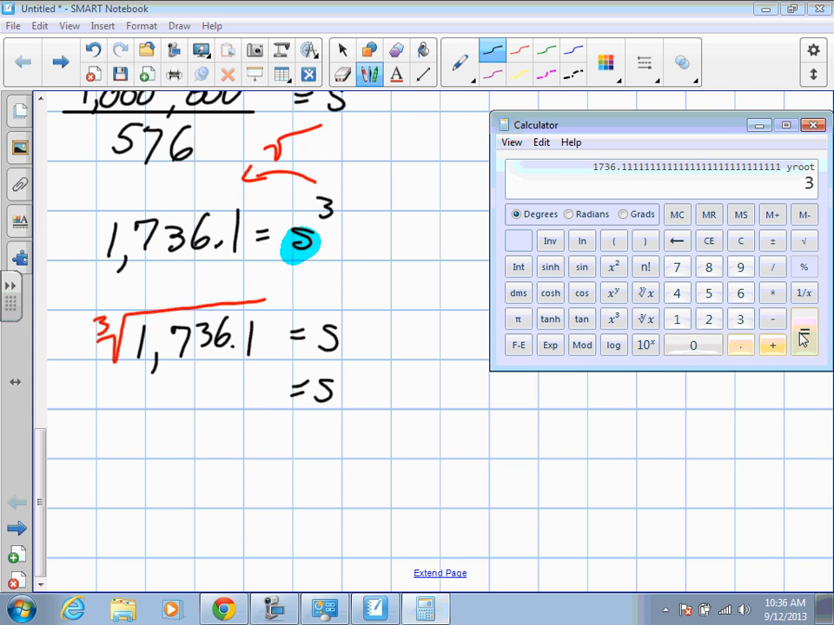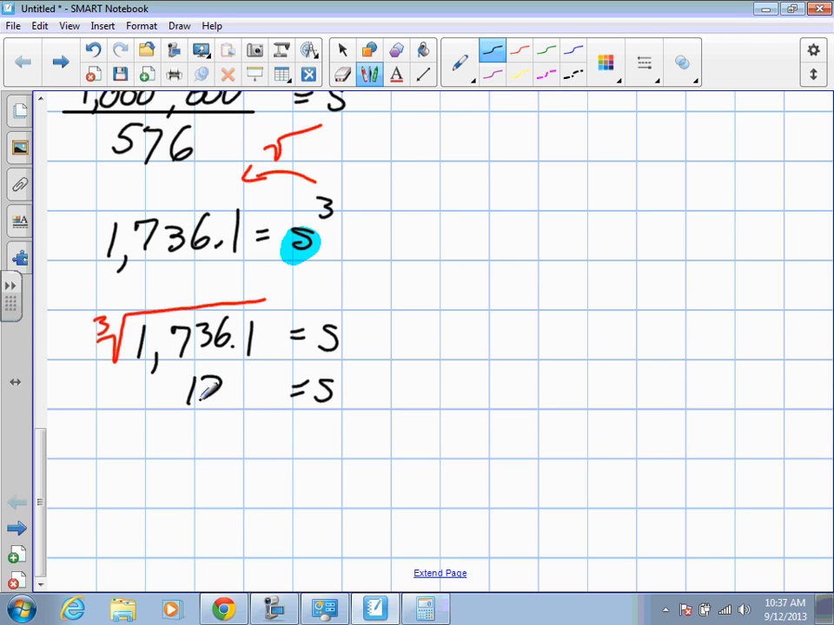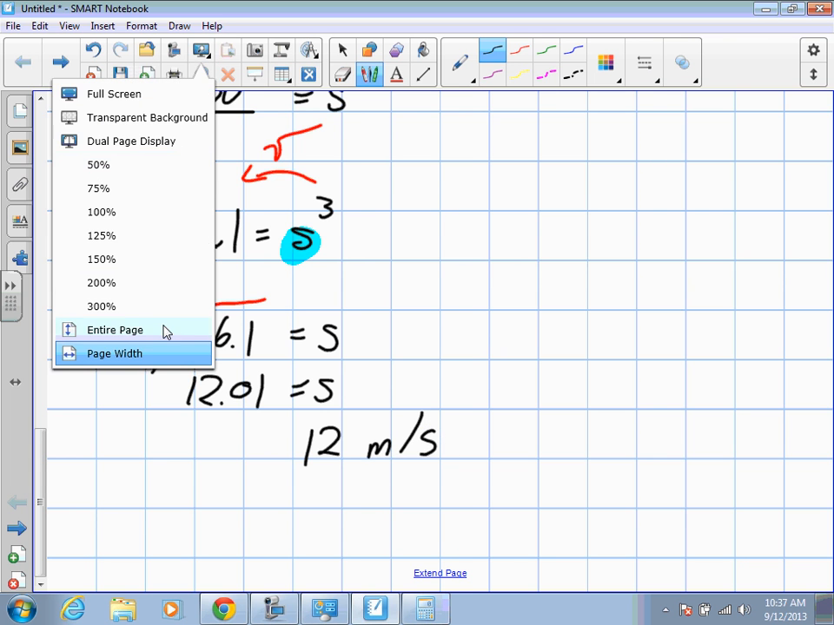So 12.01. So the wind speed, I think it's measured in kilometers an hour. Let me just check the question quickly. Oh, no, it's in meters per second. Oh, much faster. Okay, so it needs to be 12 meters per second in order to generate that kind of wattage.